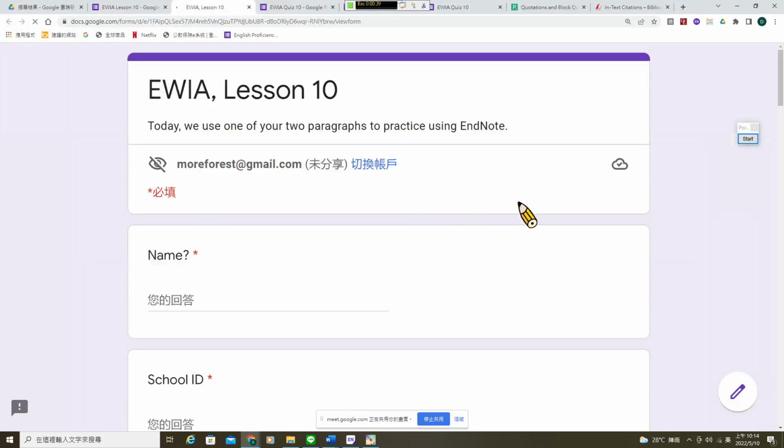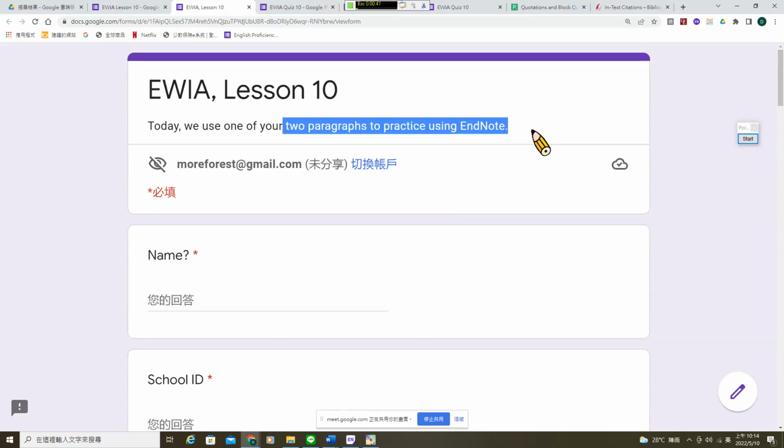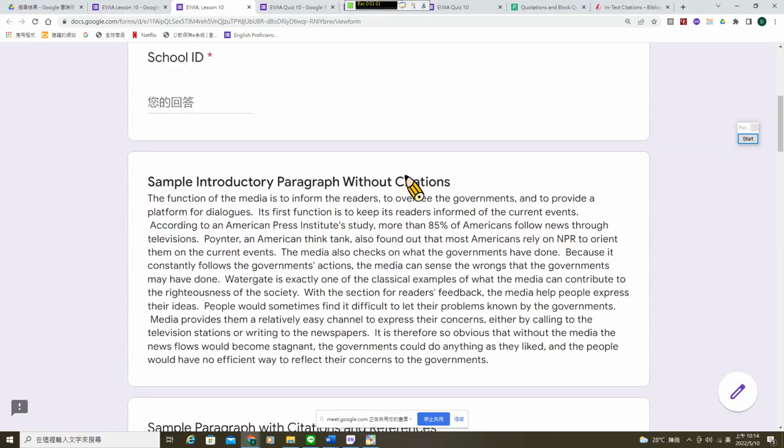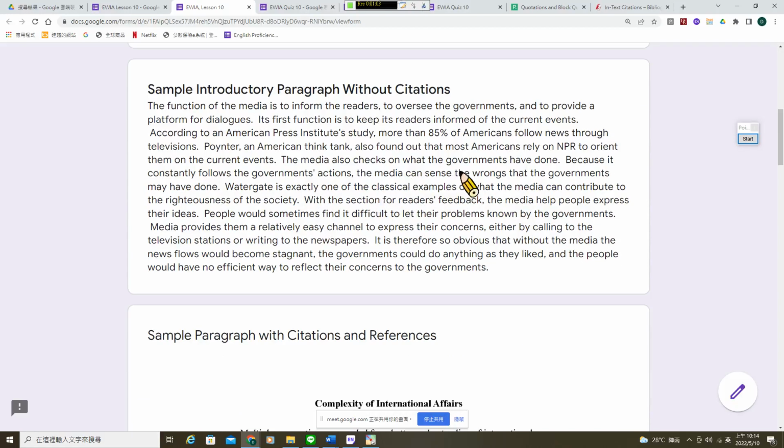So lesson 10, and that's basically where we practice. So far, most of the students have finished writing 2 paragraphs. And I would like you to use a paragraph to, of course, you can revise those paragraphs, that would be fine. Use your own paragraph to give the citations.